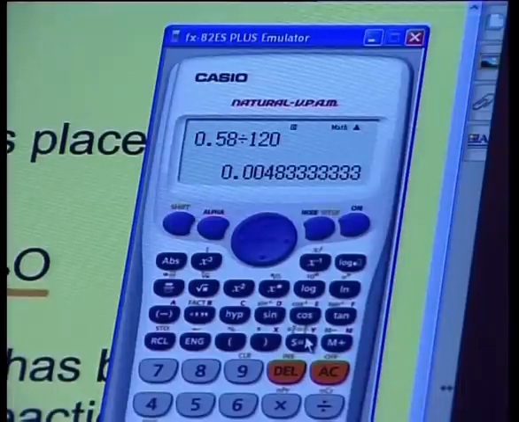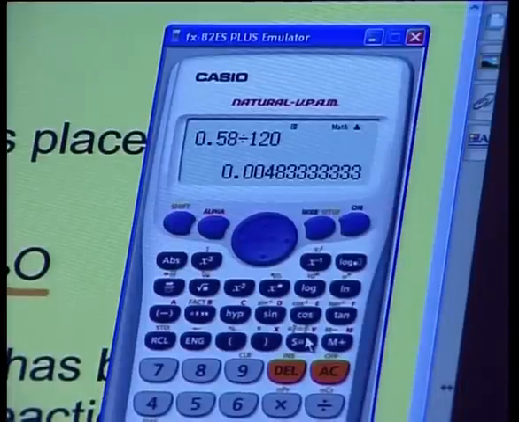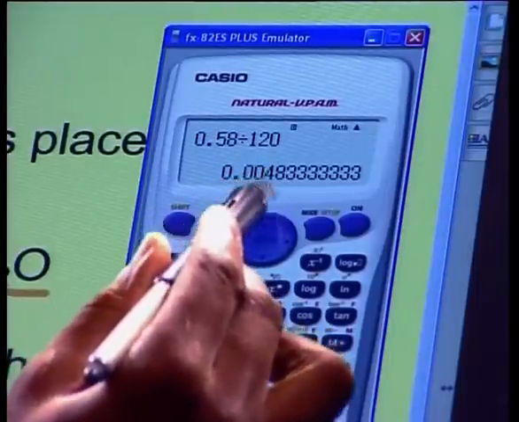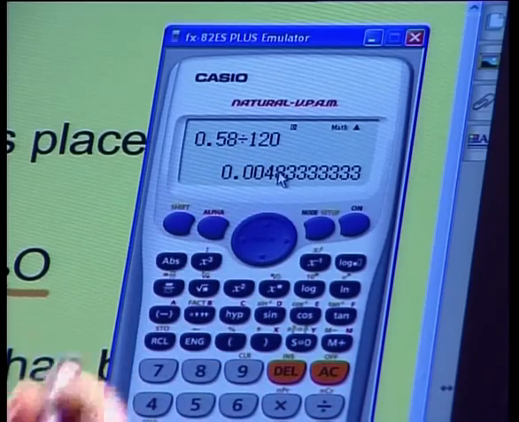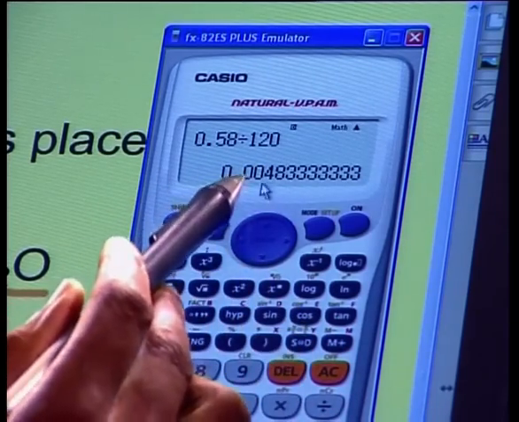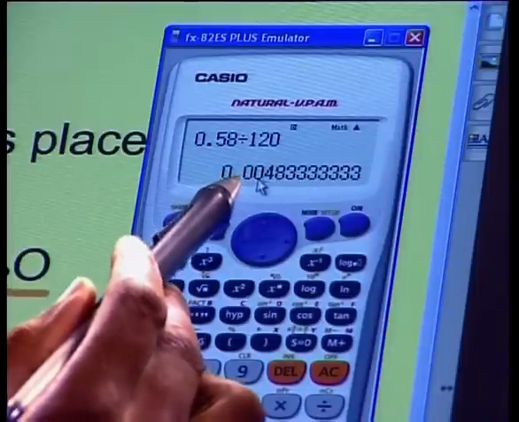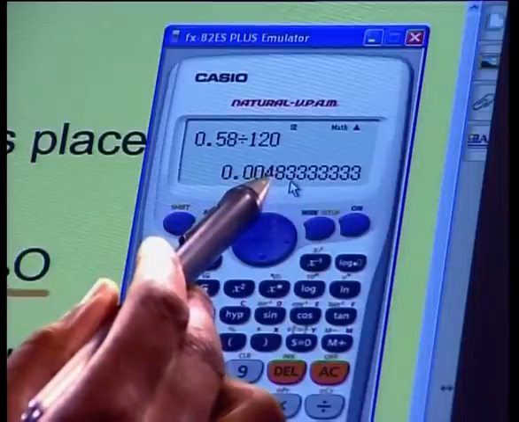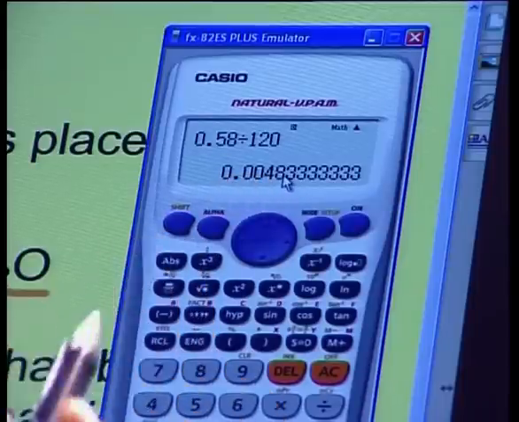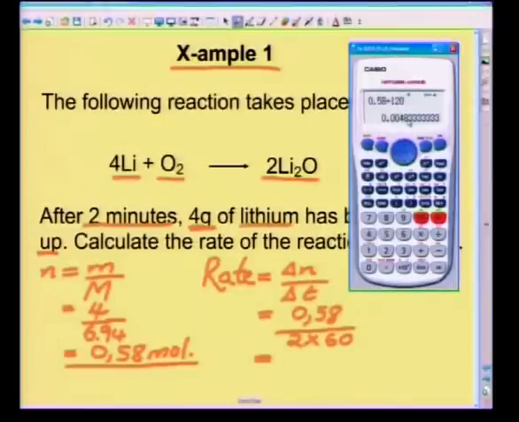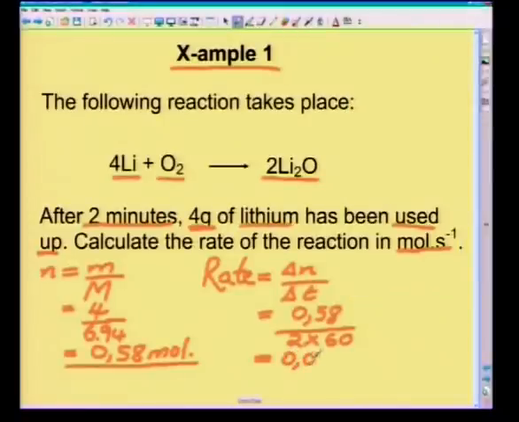0.0048 moles per second. But then we can round off these numbers, in which case we're going to have 0.005, which is the first significant number there. So it will be 0.005, because 8 is bigger than 4, and that makes the 4 become a 5. So the answer is 0.005 mole per second.